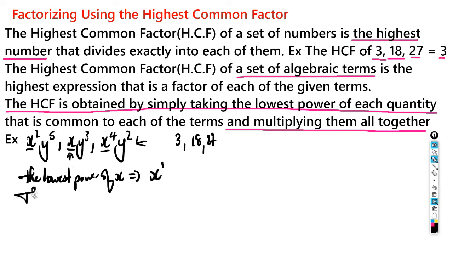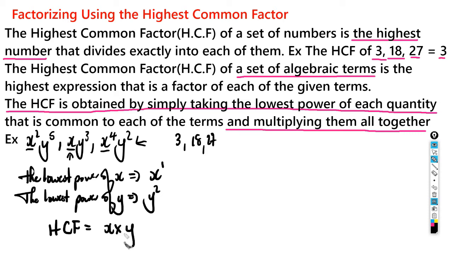And the lowest power of y is equal to this one here, the y squared, right? So to find the HCF, it says multiply them all together. Let's read it one more time. The HCF is obtained by simply taking the lowest power of each quantity that is common to each of the terms and multiplying them all together. So the HCF for this algebraic expression is going to be x multiplied by y squared, which is xy squared, and that's the HCF. So let's do another example here, guys.